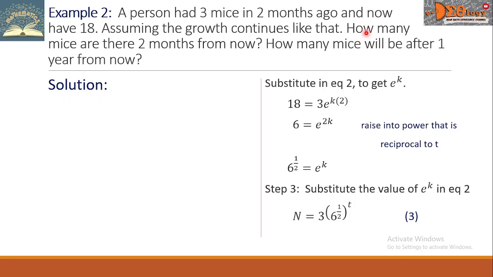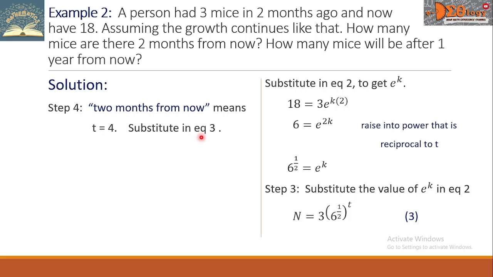First is, how many mice are there 2 months from now? Take note that 2 months from now, and we have 2 months ago in the first sentence, which means our t is equal to 4, or 4 months. We substitute this value in equation number 3. So equation number 3 becomes like this. The t is now changed into 4.